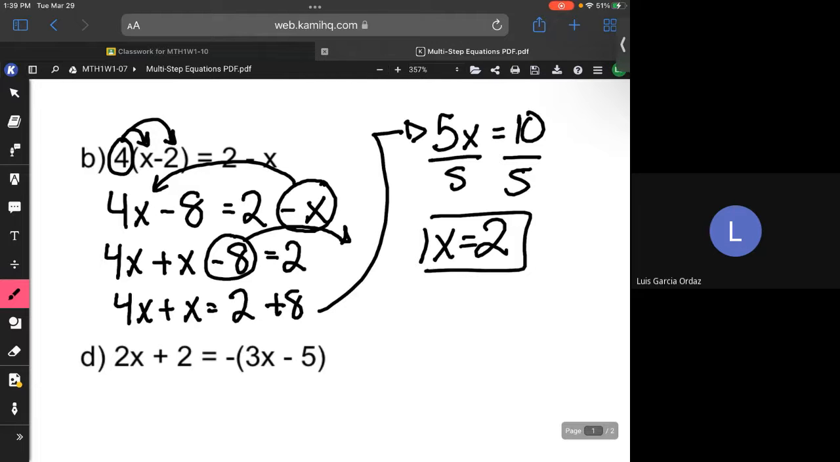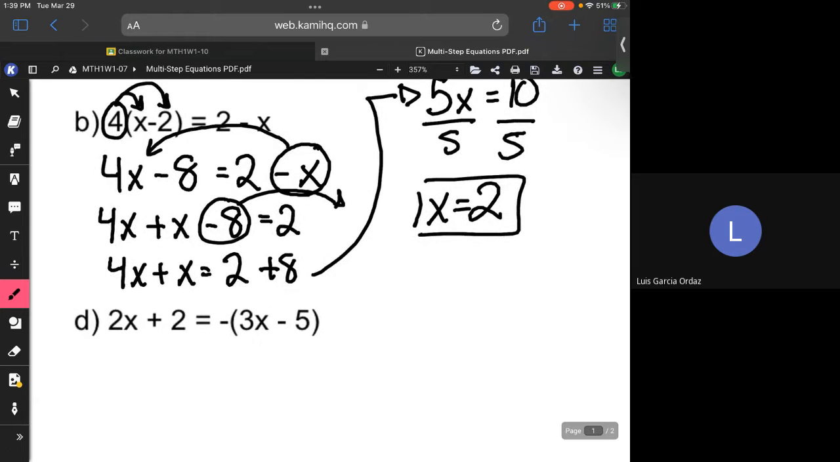I said for my question I make after. So for D, I have 2x plus 2 is equal to negative 3x minus 5. So who knows what to do with that bracket on the right side? Distribute what? Maya? The negative sign. Yep, which is just one. So distribute negative 1.